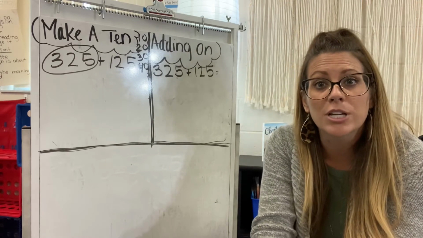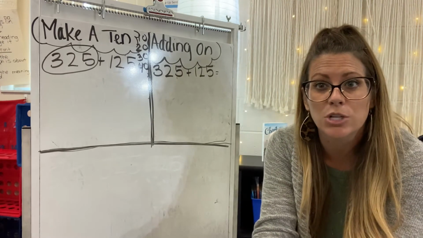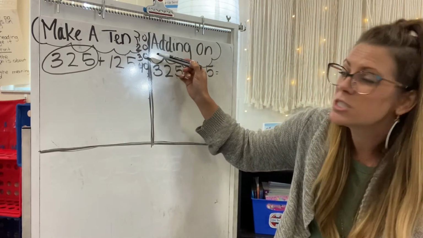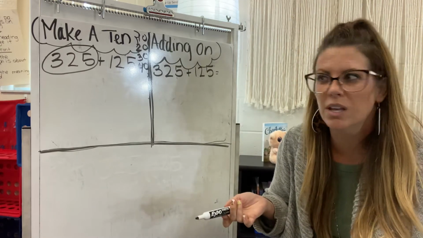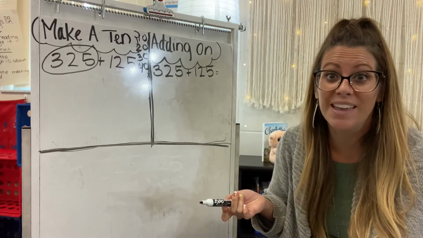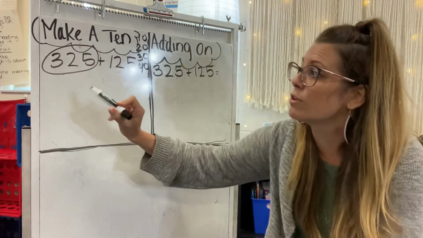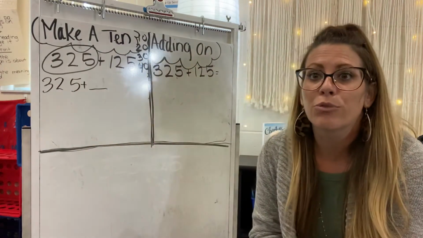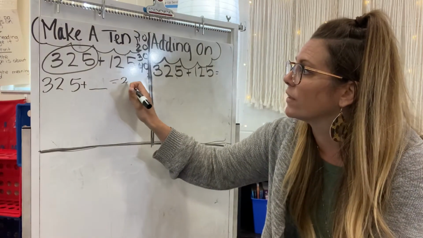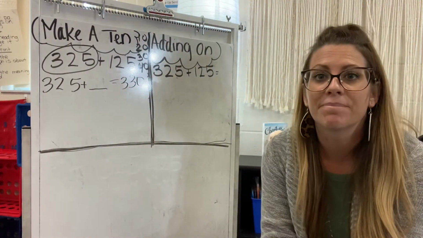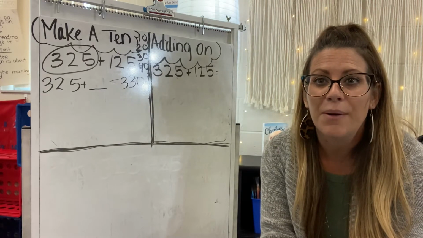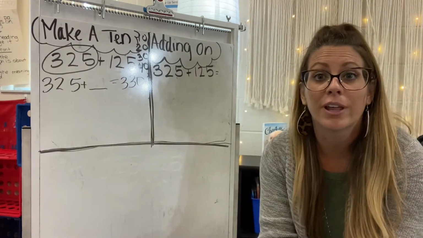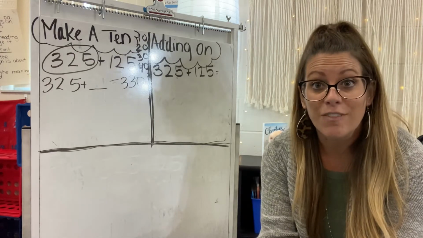So if you think about 325, what can we add to 325 to make it a friendly number? 325 is really close to what? 10? No. 20? No. 30? Yes. So if we have 325, what can we add to 325 to make it that friendly number, 330? Okay, I'm gonna give you some think time. 325, and we're trying to get to 330. We would add 5 more, right?